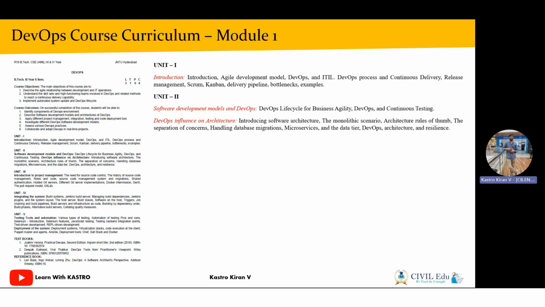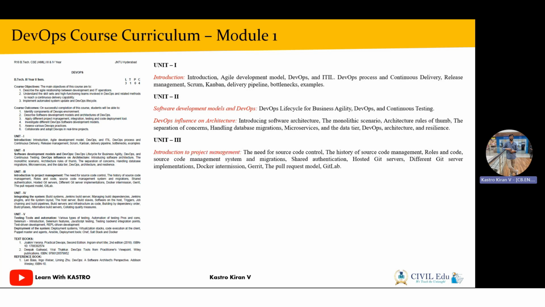So in unit 2, I'll be talking about the software architecture, which is monolithic architecture, microservice based architecture, and also the different aspects of DevOps. And in unit 3, we'll be majorly discussing how to manage a project in real-time scenarios by using different DevOps tools that are commonly used in the outside market.